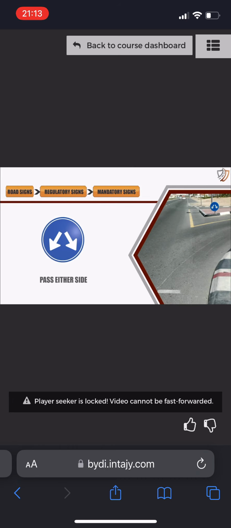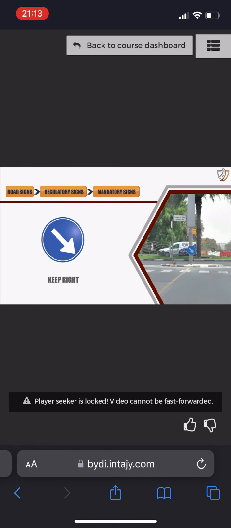Pass either side. Pass either side sign indicates that motorists may proceed on either side of the road in the roadway. It is usually posted at the edge of the pavement on traffic islands, at junction dividers and slip lanes. Pass either side sign can also be replaced with a hazard marker.